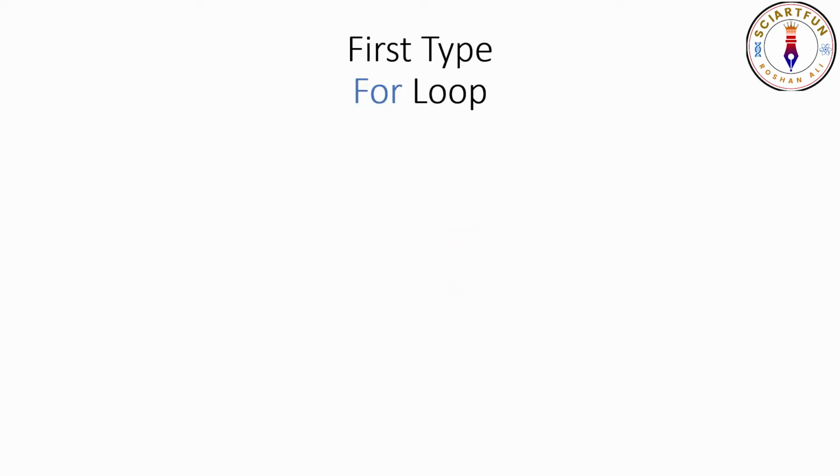The first kind of loop is called for loop. It is used for iterating over a sequence such as string, list, tuple, and set, etc.